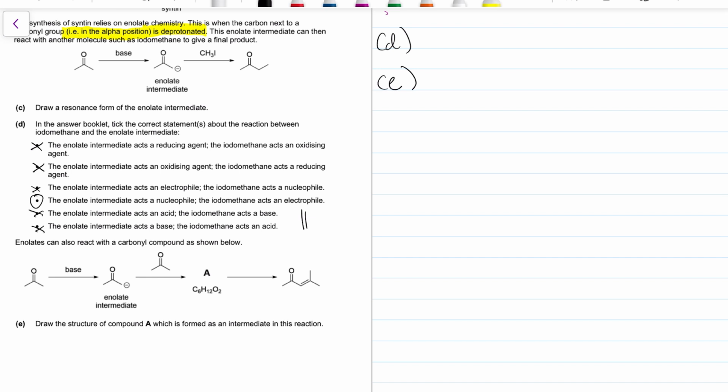Part E, draw a structure of compound A which is formed as an intermediate in this reaction. Well, I hope you can agree, we just discussed here that the enolate is a nucleophile. So this is our nucleophile, and we've got a carbonyl compound.